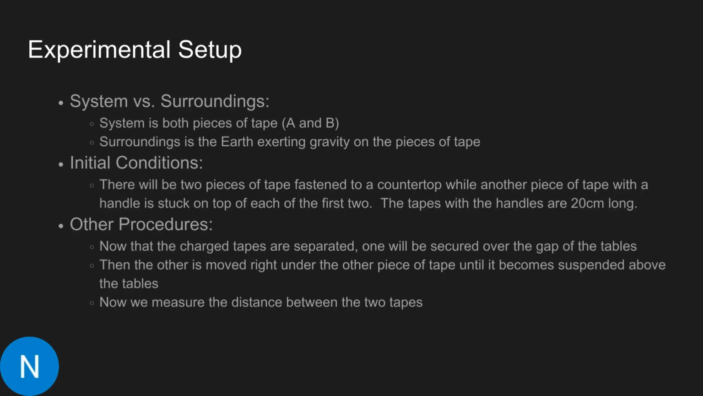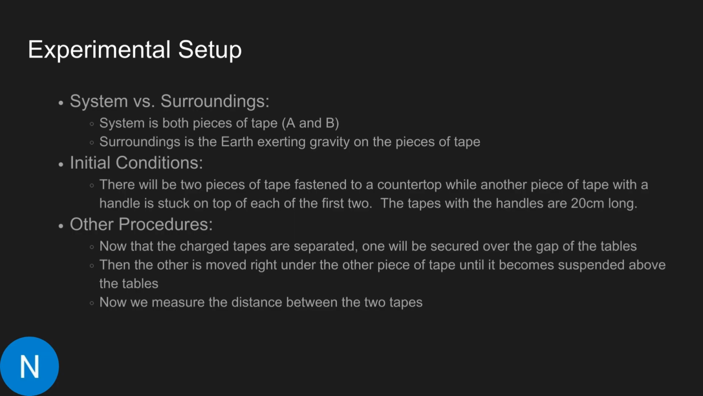So for the experimental setup, the system versus surroundings: the system is both of the pieces of tape, A and B, and the surroundings is Earth exerting gravity on the pieces of tape. Initial conditions are there will be two pieces of tape fastened to a countertop while another piece of tape with a handle is stuck on top of each of the first two. The tapes with the handles are 20 centimeters long.